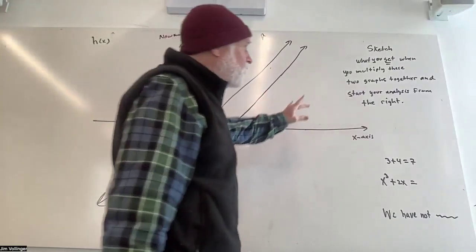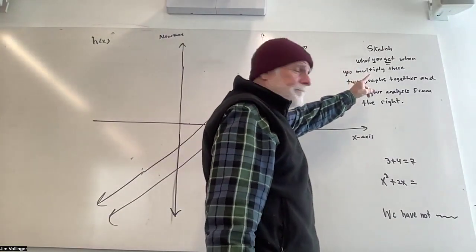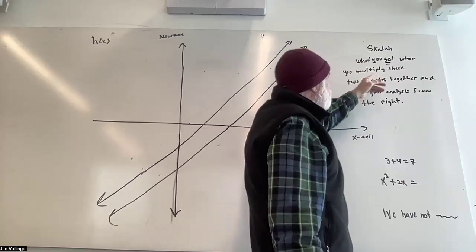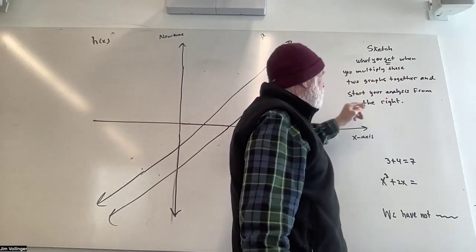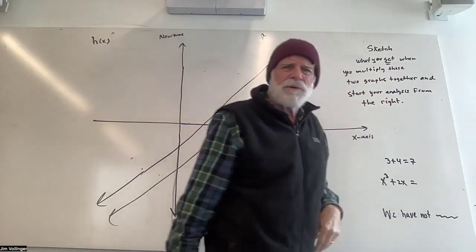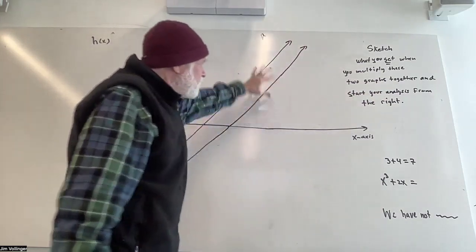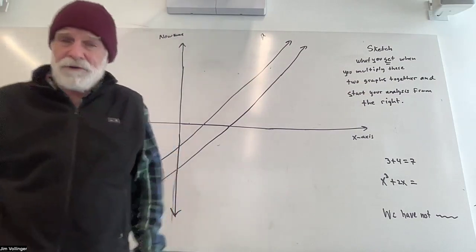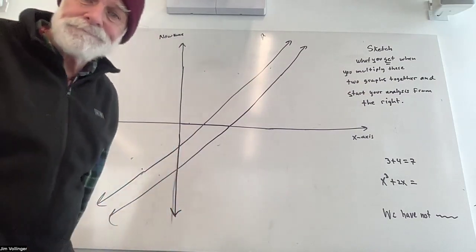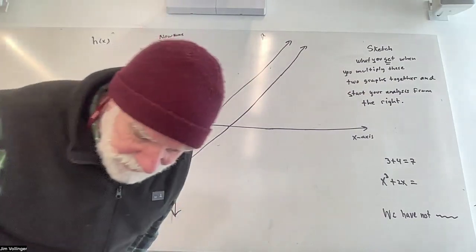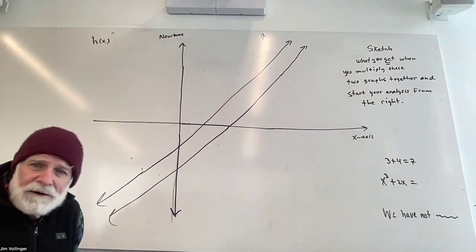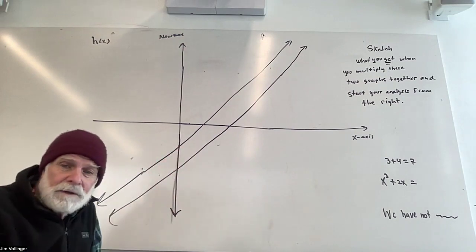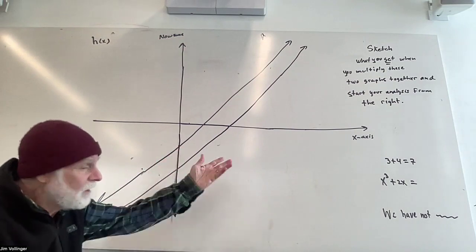Here's what I'm asking you to do. That's what you get. Underline get. When you multiply these two graphs together and start your analysis from the right. So I want you to multiply those two graphs together, and I'm intentionally keeping it vague, trying to get a certain part of your brain to look at this and another part to shut down. So I'm not saying more than that. Just you got a couple of graphs, multiply them together, and start on the right.